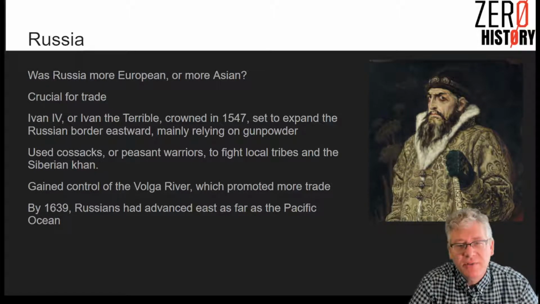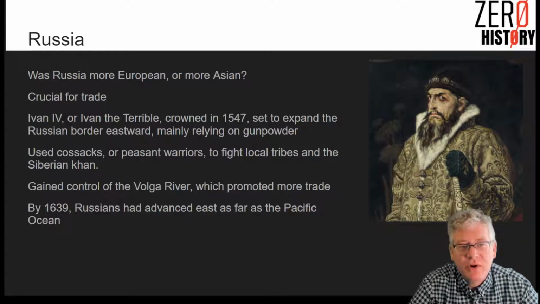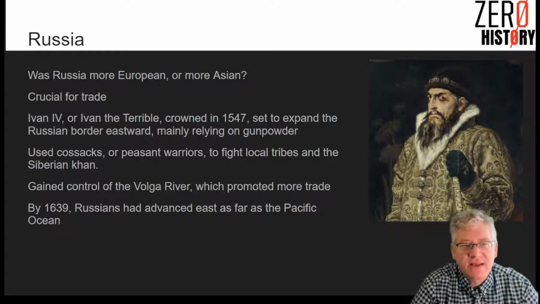So Ivan the Terrible, a number of years later, will be crowned in 1547, and he will expand that border to the east into modern-day Siberia, mainly relying on gunpowder. He will do things like attack and destroy these Mongol successor states that are there, and he will end up organizing that group.